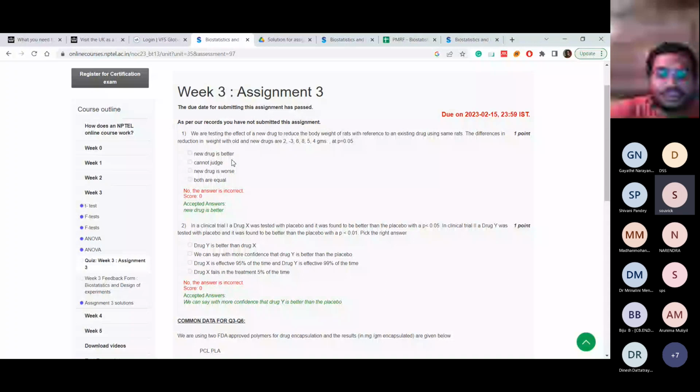In this case, when you are doing a two-tailed test, your null hypothesis is not rejected anyway, right? So then I will conclude that both drugs are equal, right? I think the answer should be cannot judge instead of these.